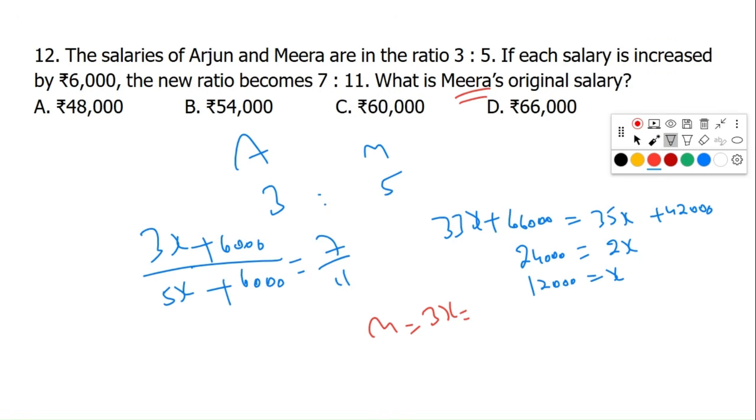Yeah, Meera is actually 5x. So it is 5 times x, which is equal to how much? 60,000.